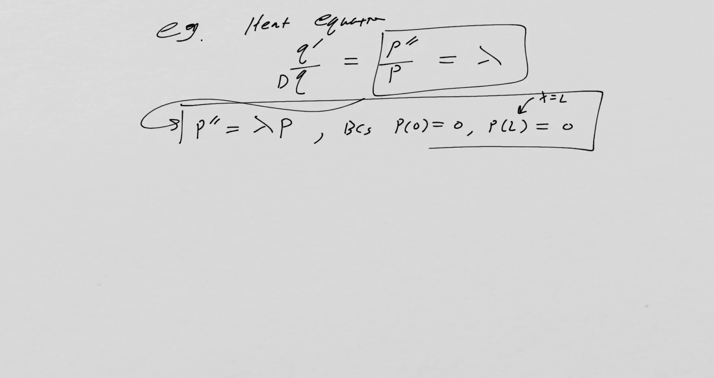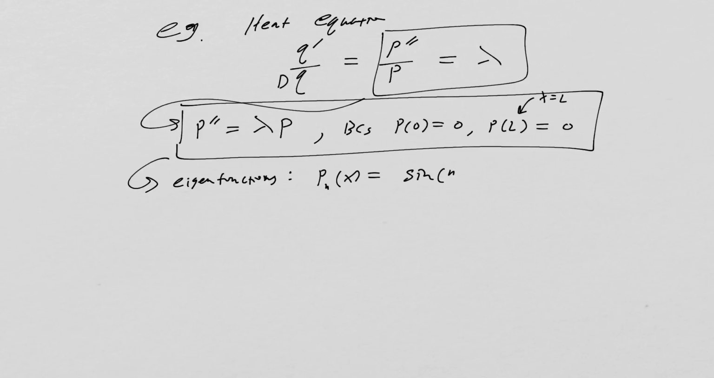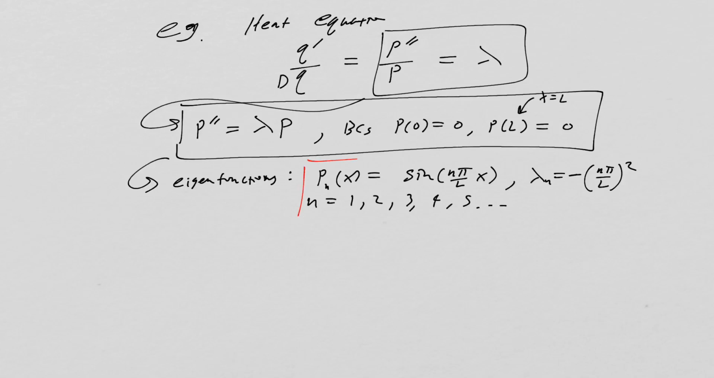Right, so you may recall from previous videos and also the textbook that this has a specific solution. The eigenfunctions are going to be P of n of x is equal to sine n pi over L x. And then we have lambda n's equal to negative n pi over L quantity squared. Okay, so here's our eigenfunctions, and n goes from 1 to 2 to 3 to 4 to 5, and so on and so forth like that. So these are our eigenfunctions.